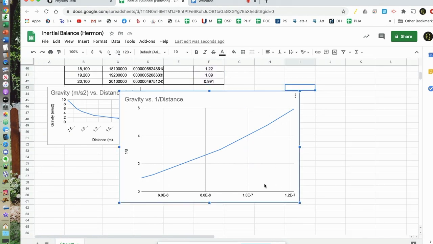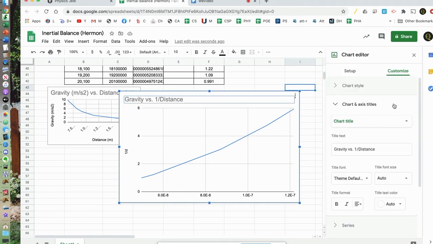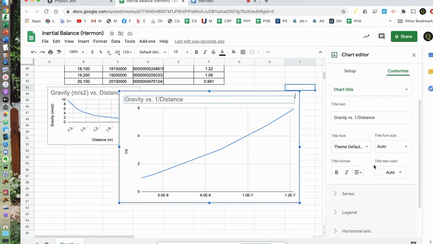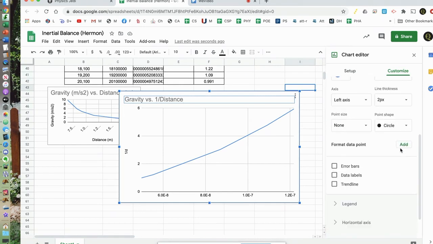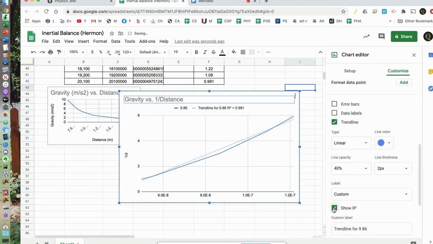All right, now you'll notice still not a straight line, right? Actually, let's test how straight that line actually is. If you come back into customize and go to series, and then trend line, and then we'll do an r² value, 0.991. See, it's completely off the line. It's curving up like this.